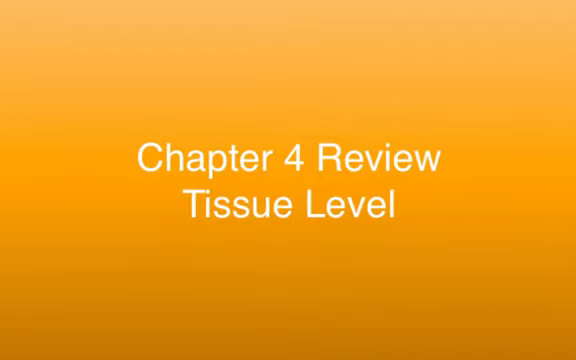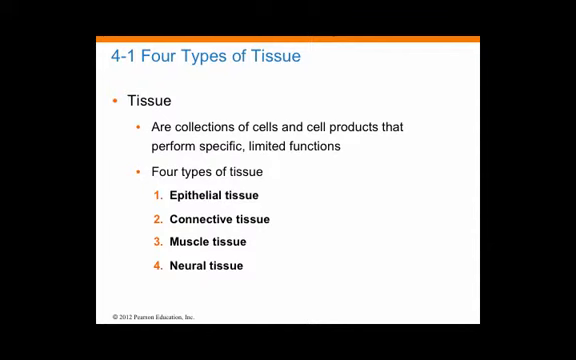This is a review of Chapter 4. Chapter 4 introduces the tissue level of organization. There are 4 types of tissues in the body: epithelial, connective, muscle, and neural. We will discuss all 4 types of tissues in this review.